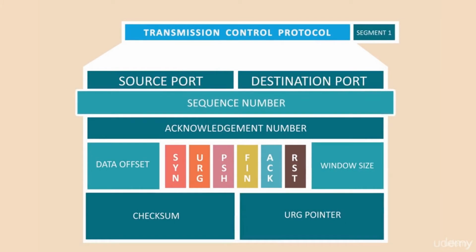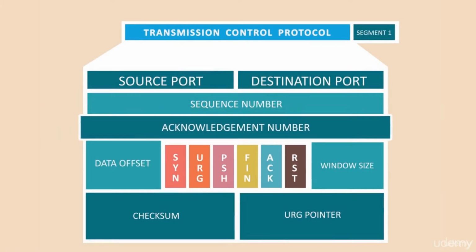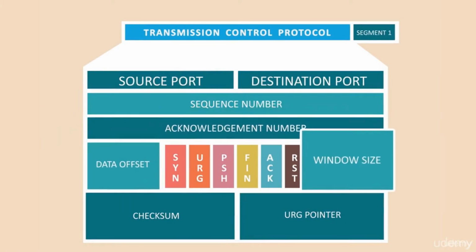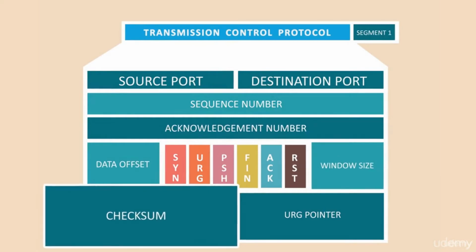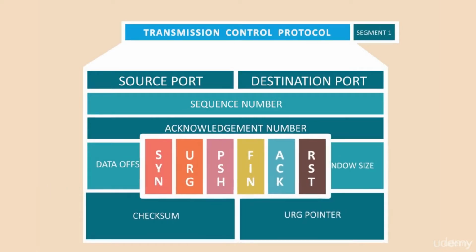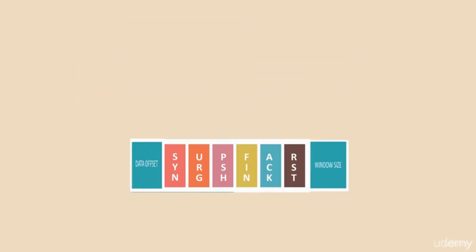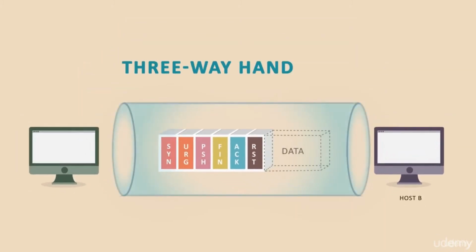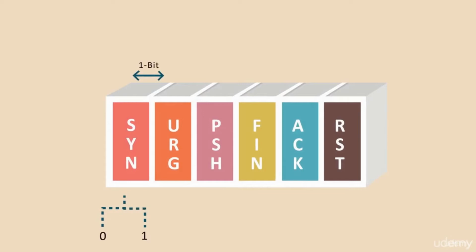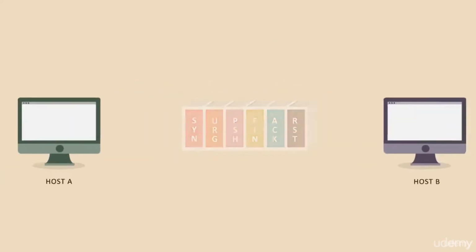Sequence number, acknowledgement number, data offset, window size, checksum, urgent pointer, and 6 other flags. To ensure a connection-oriented communication, it uses a three-way handshake wherein these 6 flags play a major role. A flag is a 1-bit Boolean field to mark the occurrence of an event. Let us get to know how these flags are helpful in a communication.